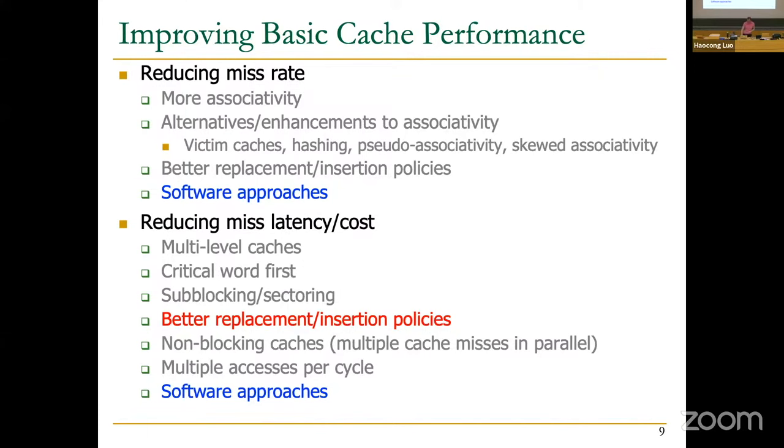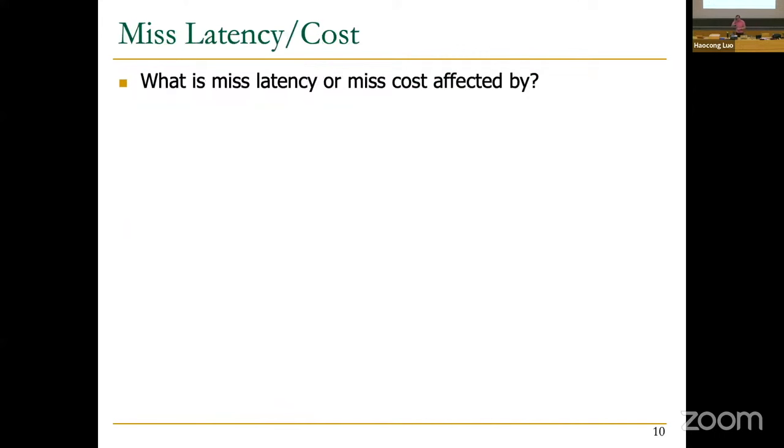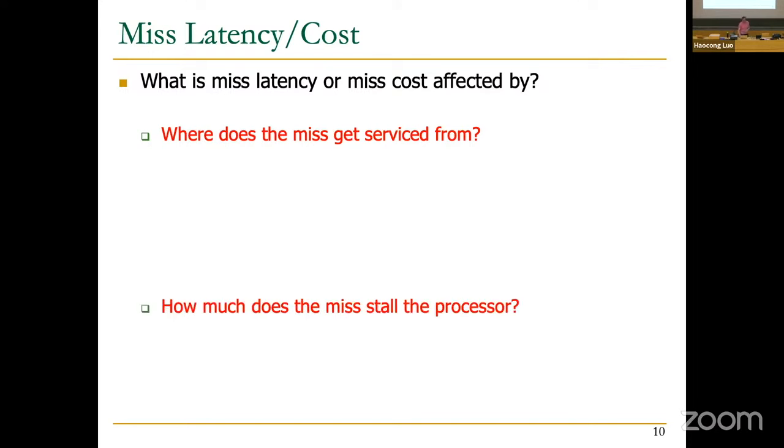Let's not do that. But let me cover some things that challenge the conventional wisdom, which is going to be the cost of cache misses. So if you think about miss latency or miss cost, what is that affected by? We discussed this, but let's take a look at it in a bit more detail. This is affected by two things. One is, where does the miss get serviced from? Does it get serviced from the next level, etc.? We'll see that. And how much does the miss actually stall the processor? In the end, the most important one is the second one, actually. But I will try to break down these two things into separate pieces.